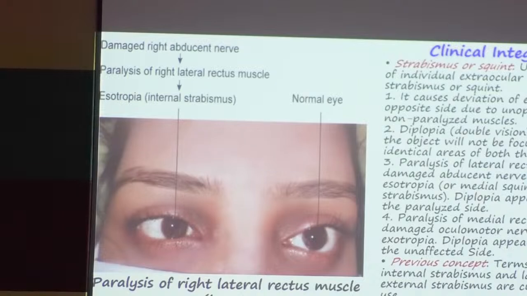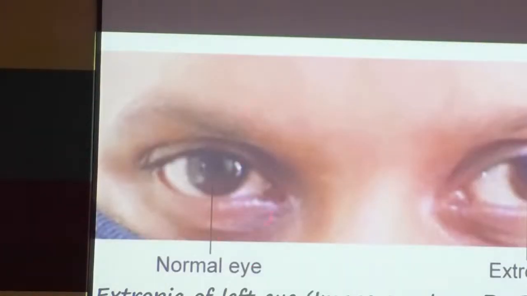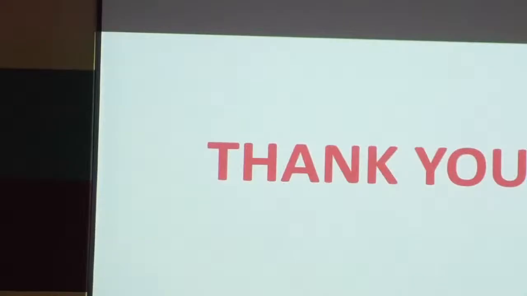And nystagmus, what is nystagmus? It is an involuntary rhythmic contraction of the eyeball. They are continuously moving from medial to lateral. See, this is a normal eye. Here is exotropia in this eye, left eye. Exotropia of the left eye. Okay, that's one.